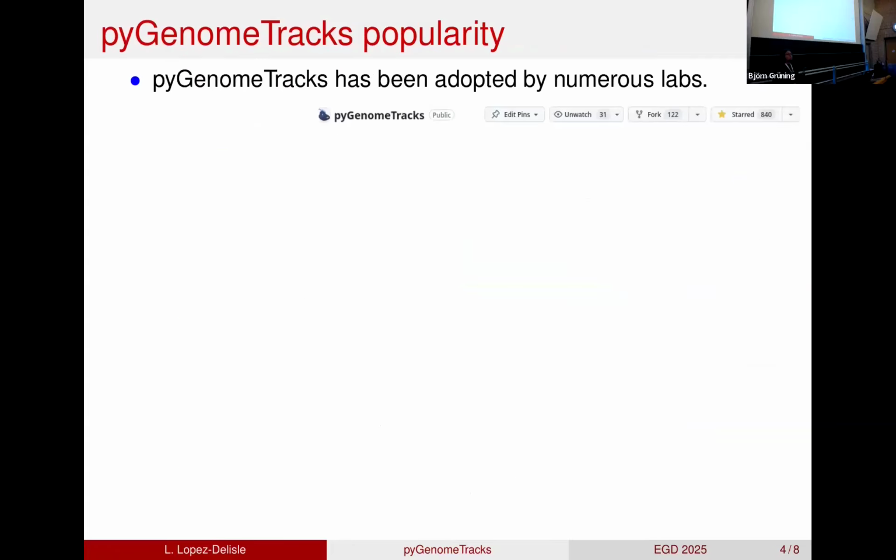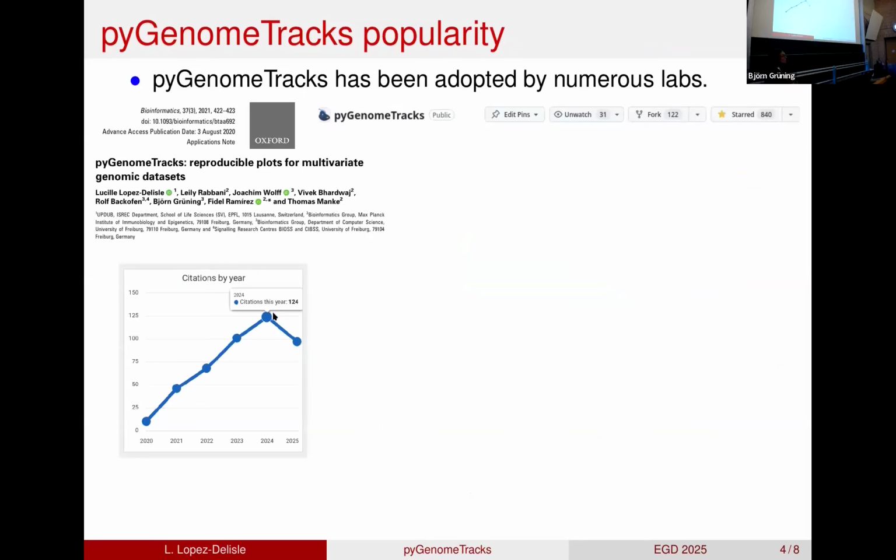pyGenomeTracks is already quite popular. If you look at the GitHub repository, we already have 800 stars, only half of Galaxy. But I was surprised to see that there was only 1,800 for Galaxy. We published this work in Bioinformatics in 2020, and since then we have a high number of citations. So there are already a lot of labs that have adopted this tool.